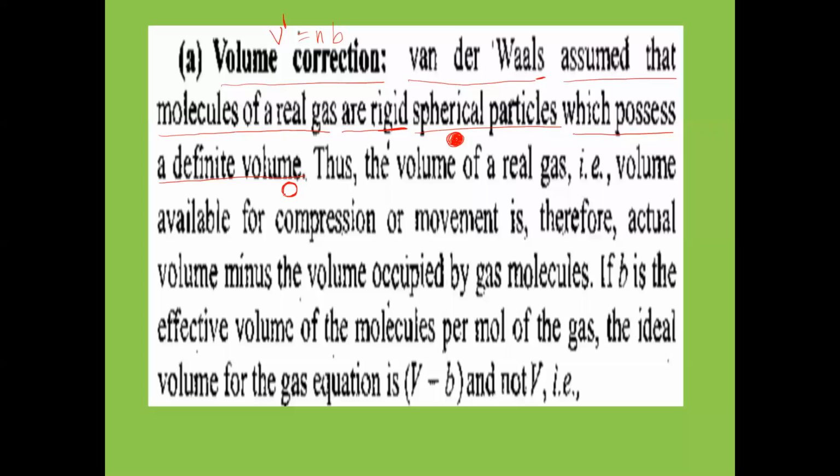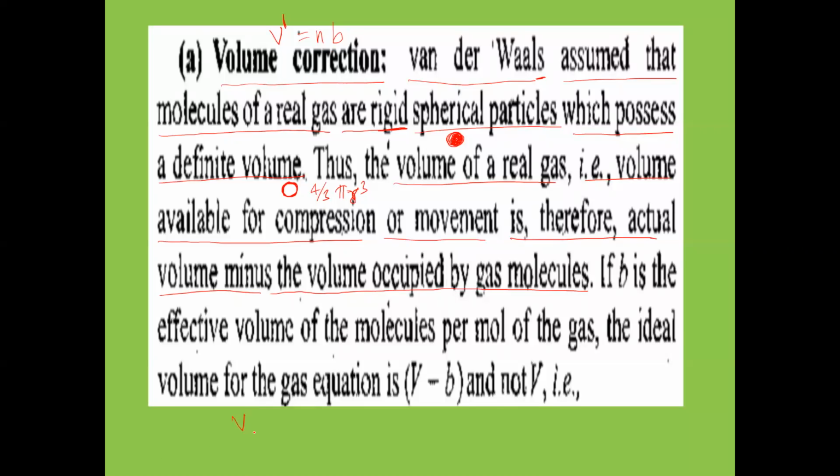Each spherical molecule has a volume of 4 by 3 pi r cube. Thus the volume of a real gas, that is the volume available for compression or volume available for movement, is therefore the actual volume minus the volume occupied by the gas molecules. So V is the actual volume. So how to write now here?